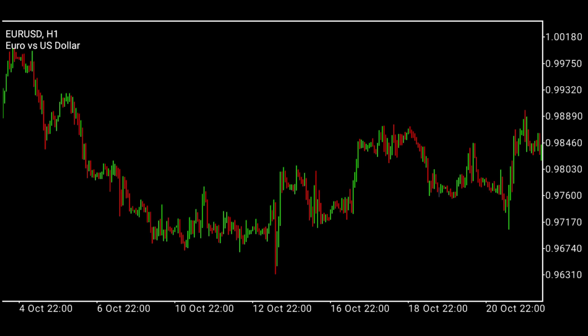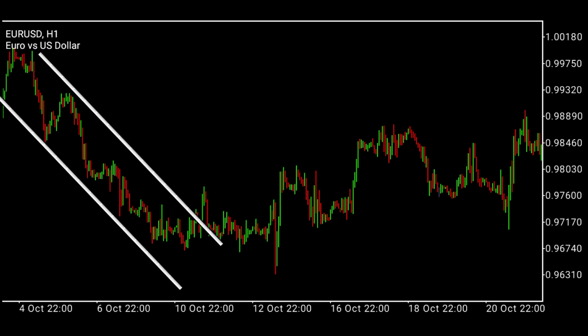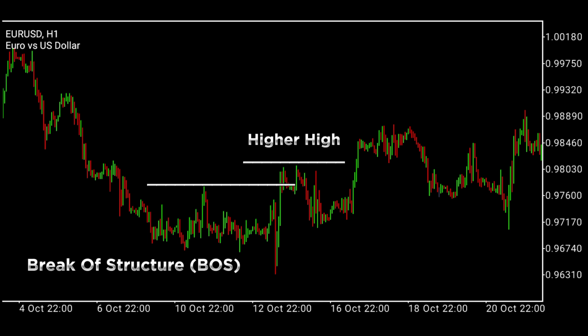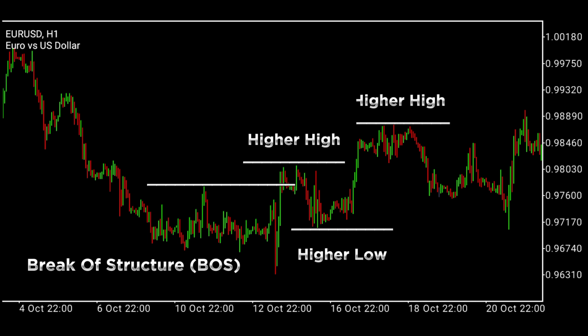Watch closely. Here you have your moving downtrend, making lower highs and lower lows. Then you have the higher high, breaking the last lower high, causing a break of structure, and then a higher low and another higher high, finally signaling a change from the downtrend to an uptrend.